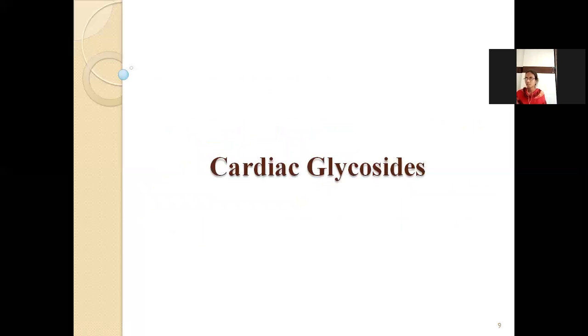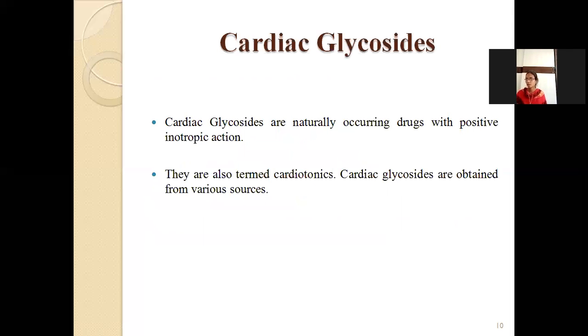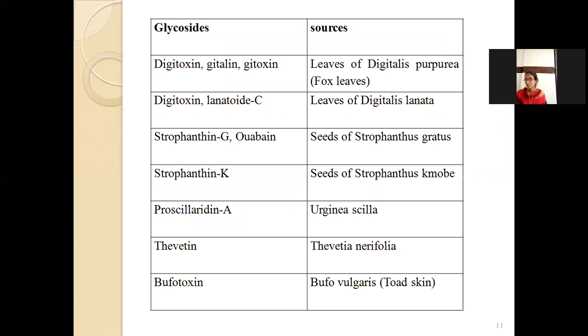Next, let's discuss what cardiac glycosides are. These are naturally occurring drugs, meaning we can obtain these drugs naturally, with positive inotropic effect. They are also termed cardiotonics. And these are obtained from various natural sources. Let's see what the various natural sources are. Mostly they are plant parts, from the seeds or the leaves or any part of the plant.